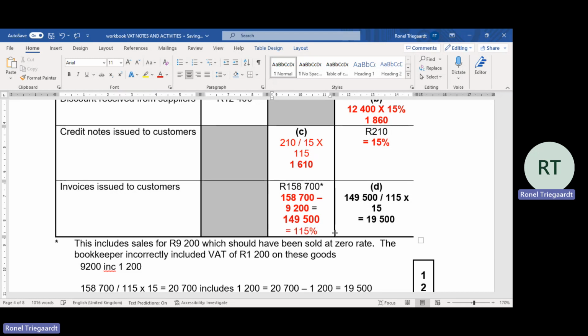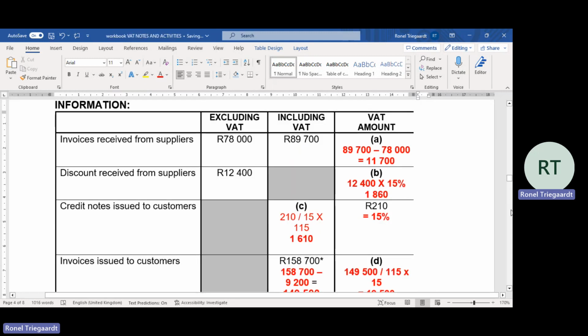So all I have to do, I take the 149,500, divide by 115 times the 15 because that's what I'm looking for, and that gives me 19,500.